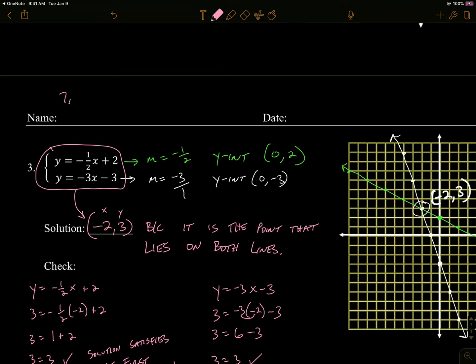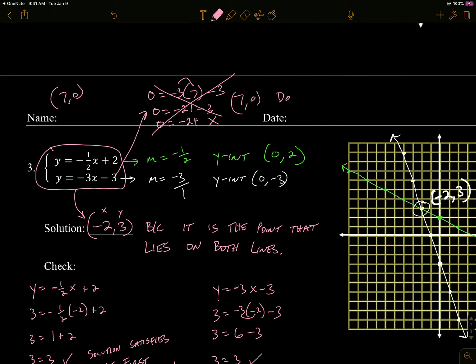Like if I take the point (7, 0) and I take this first equation and put in the x and the y, put in 0 for y. Actually, I'm sorry. Let's do it for the second equation. I plug in the 0 for y. I plug in the 7 for x. I get 0 equals, I'm going to multiply these first, so I get negative 21 minus 3. 0 equals negative 24. That is a false statement. So that means it did not satisfy.